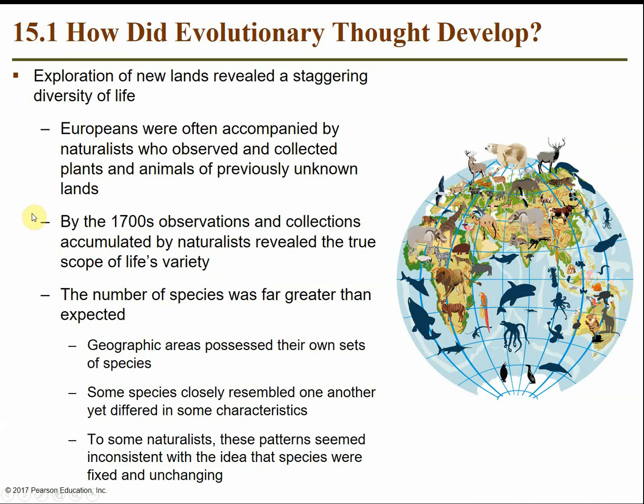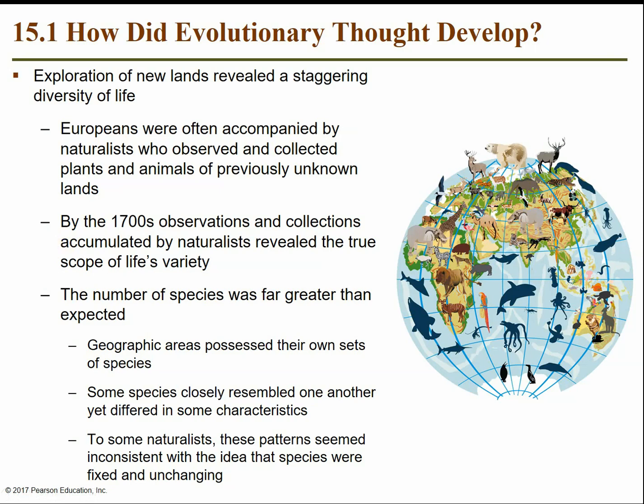Exploration of new lands throughout human history ultimately revealed this staggering diversity of life, this wide range of diversity that we see today. Throughout European history, as they traveled and conquered over the world, they were often accompanied by naturalists, who were the early biologists and scientists back in the day. These naturalists would observe and collect different plant and animal species from these new lands and document all of the diversity we were discovering. By the 1700s, we had accumulated a large scope of life's variety through pretty much all corners of the world.